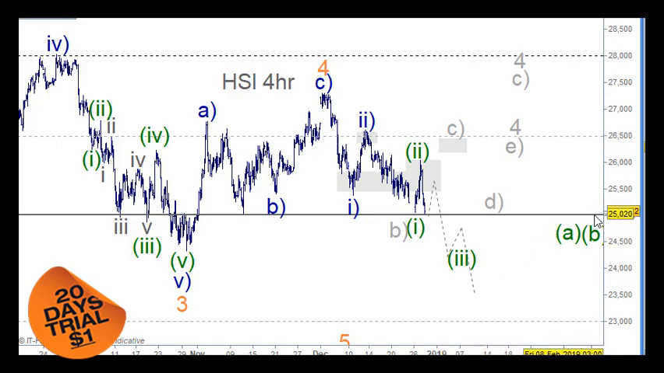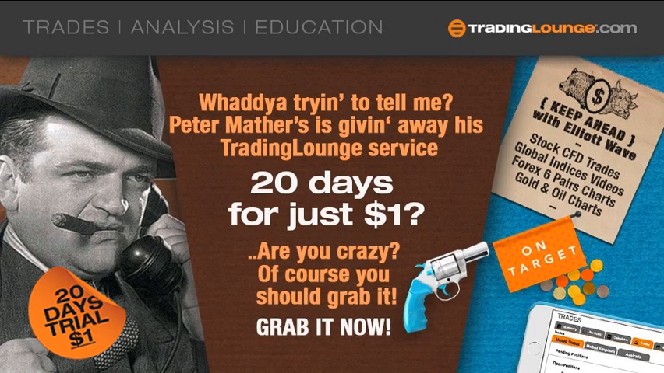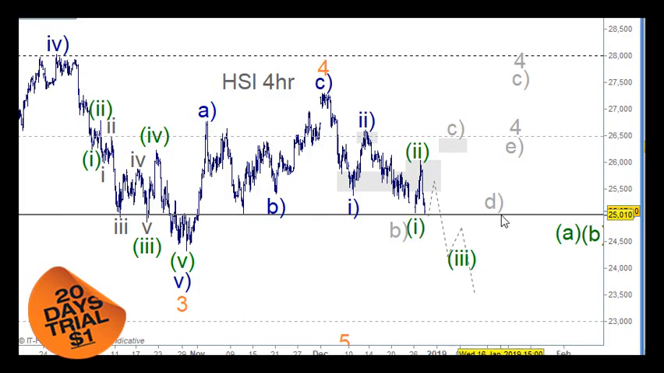Basically, once this becomes the 25,000 here, once 25,000 becomes the retested resistance, then we know that we're coming down here further.